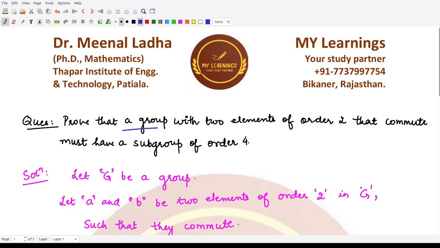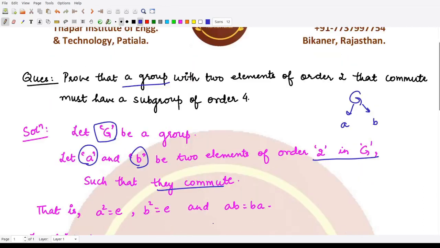So here we are given a group. Let's call that G, right? And within this group G, they are saying we have two elements. It could have more elements as well, but let's take the two elements A and B. And what is given about these two elements? It is given that they have order 2 in G, and they commute with each other. So what does it mean? It means that A square is E and B square is E, if we assume the operation to be multiplication. And moreover, if they commute, then AB is equal to BA.